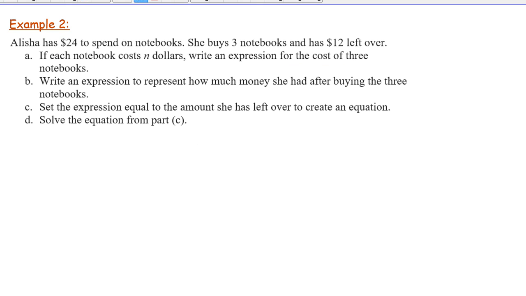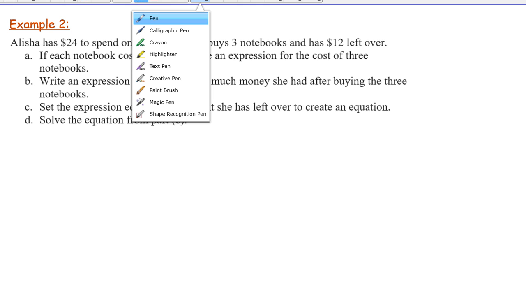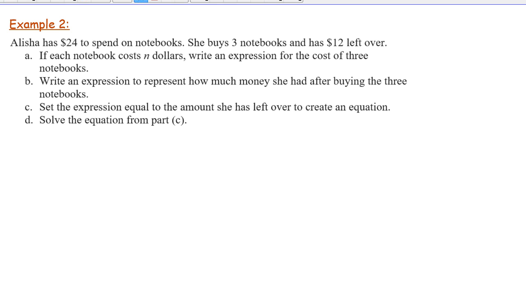Example 2. Alicia has $24 to spend. So again, I'll start by highlighting. So she has $24 to spend on notebooks. So she buys three notebooks. And then she has $12 left over.